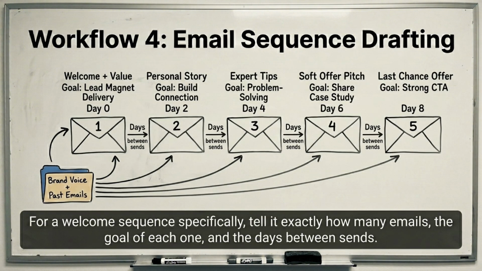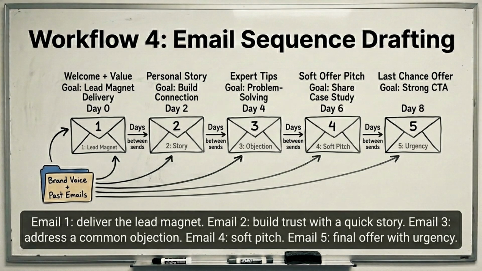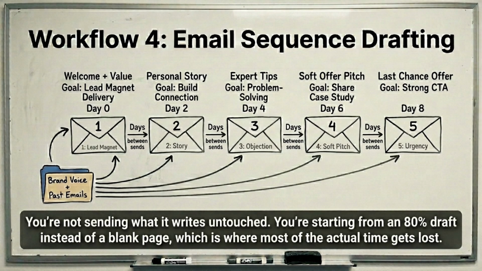For a welcome sequence specifically, tell it exactly how many emails, the goal of each one, and the days between sends. Something like, draft a 5-email welcome sequence. Email 1, deliver the lead magnet. Email 2, build trust with a quick story. Email 3, address a common objection. Email 4, soft pitch. Email 5, final offer with urgency. You're not sending what it writes untouched, you're starting from an 80% draft instead of a blank page, which is where most of the actual time gets lost.